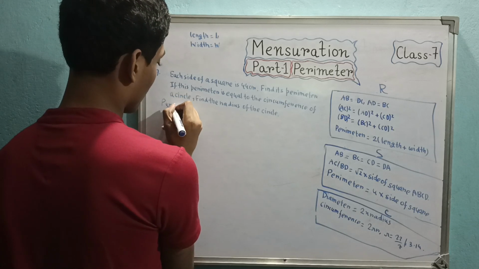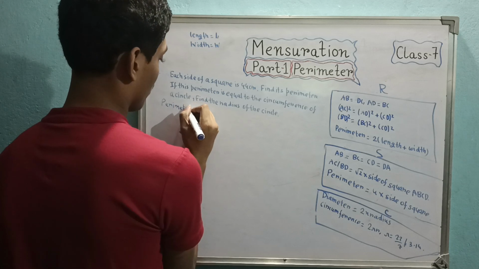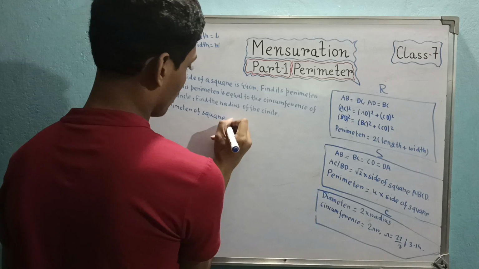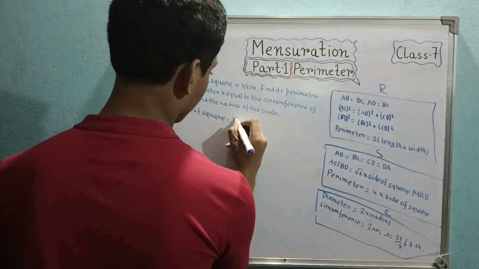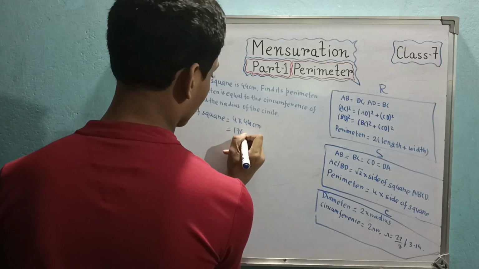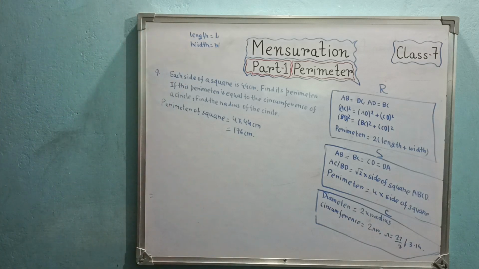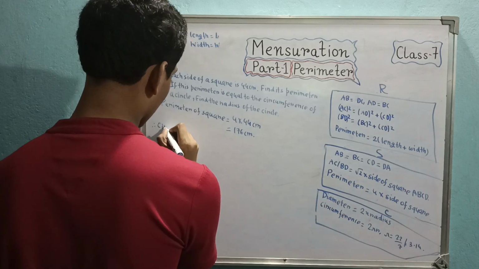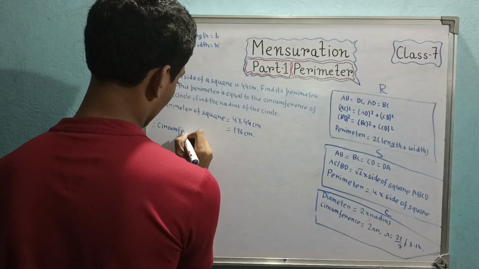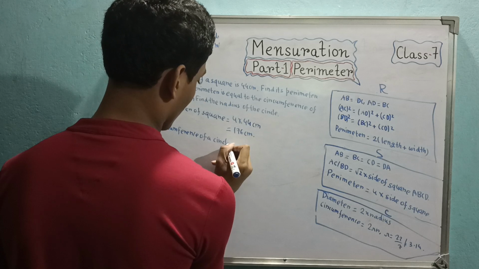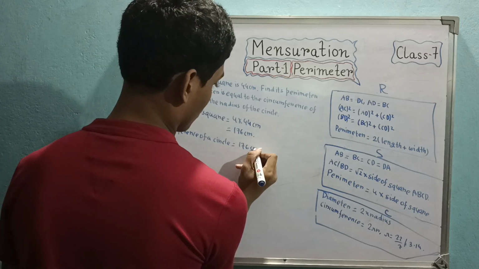Okay. Perimeter of square. Now we know this is 4 into side. That will be 4 into 44 centimeter. This is 176 centimeter. Now this perimeter is equal to the circumference of a circle. So the circumference of a circle equal to 176 centimeter.